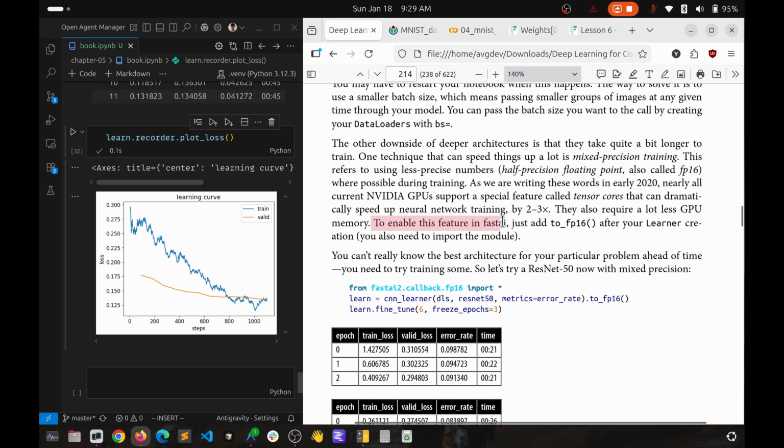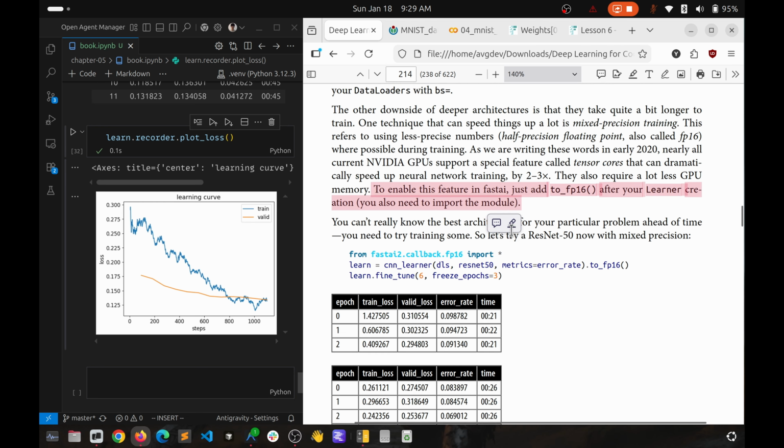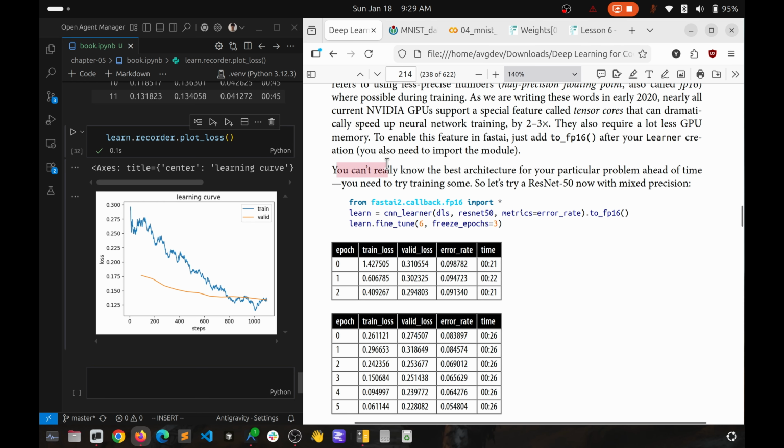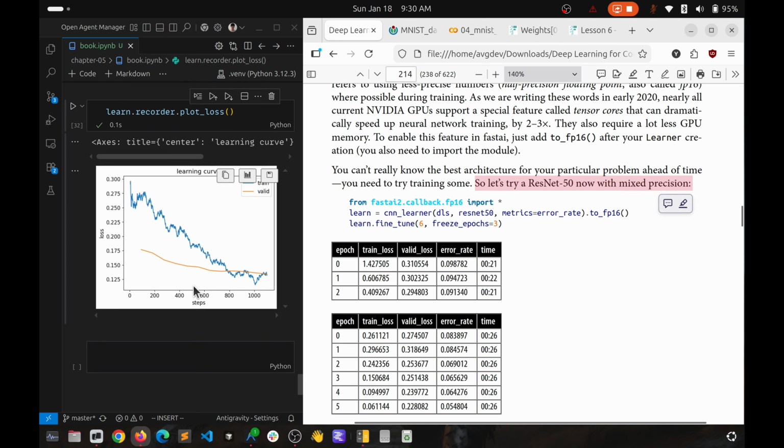To enable this feature in fastai, just add to_fp16 after your learner creation. You will also need to import the module. You can't really know the best architecture for your particular problem ahead of time. You need to try training some. So let's try ResNet 50 now with mixed precision. Okay, let's do it.